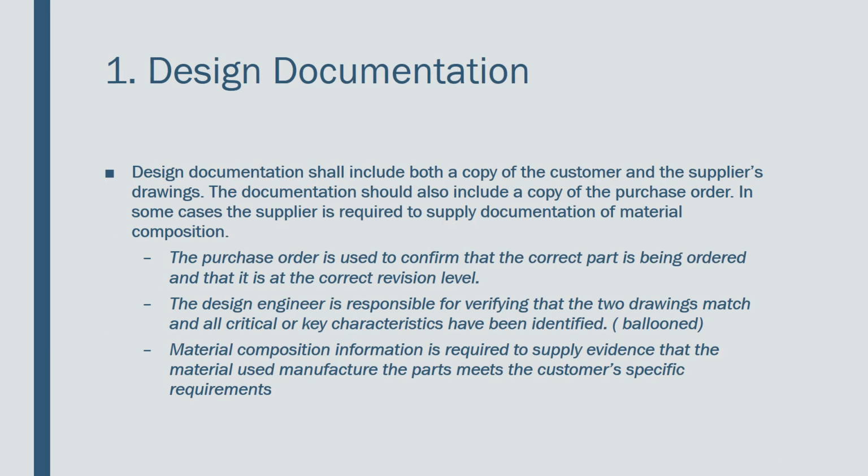First, we are going to discuss design documentation or design records. Design documentation shall include both a copy of the customer's and supplier's drawings. This documentation also includes a copy of the purchase order. Why we need to add the purchase order is to ensure that the correct part is being ordered and the correct revision level of the drawing is being used to produce the part.